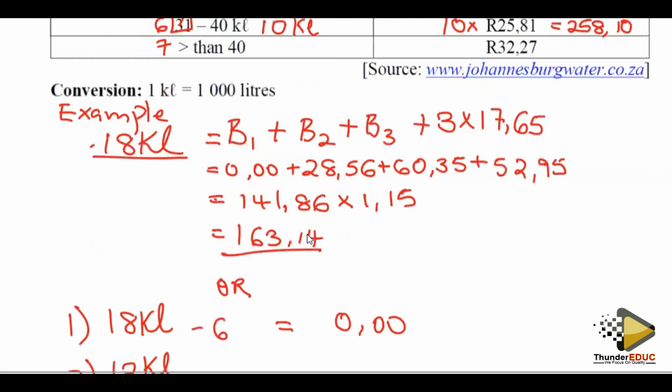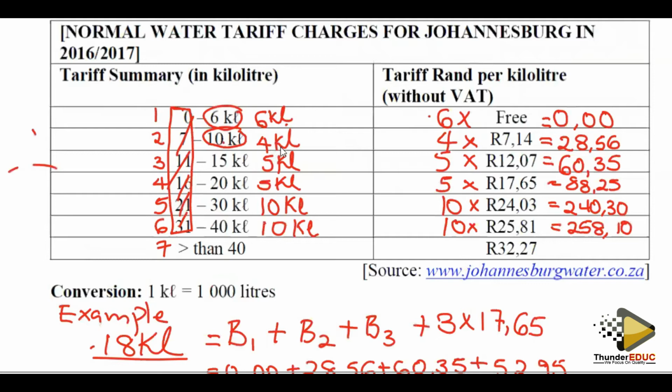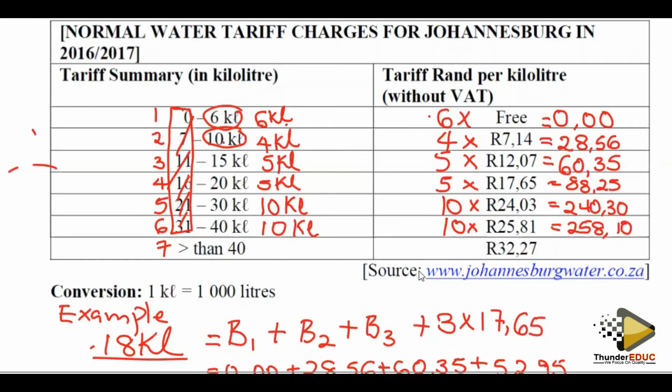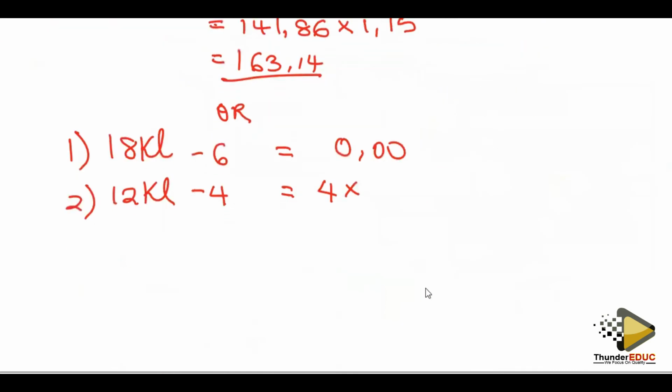Take note. Let's come back to our table. Bracket number 2 needs a maximum of 4. So since 12 is beyond 4, we shall say minus 4. But remember, when you use this 4, you pay for them, which is each you're going to pay how much? 7 rands 14 cents. This is bracket number 2.